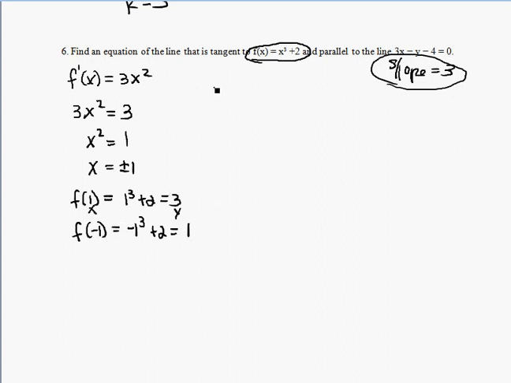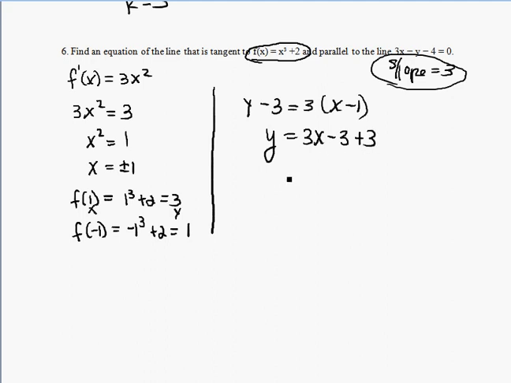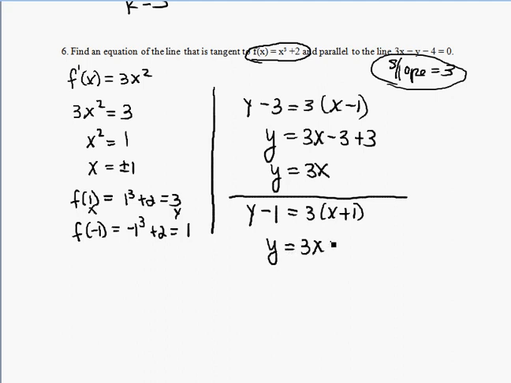So let's just create our two tangent lines. Our first one is going to be y minus 3 is equal to 3 times x minus 1. So we get y equals 3x minus 3 plus 3. So y equals 3x. And then our second tangent line is y minus 1 equals 3 times x plus 1. So we get y equals 3x plus 3 plus 1. So y is 3x plus 4.